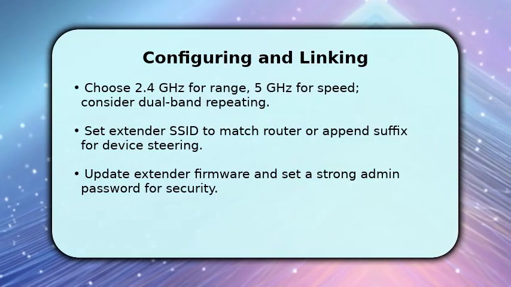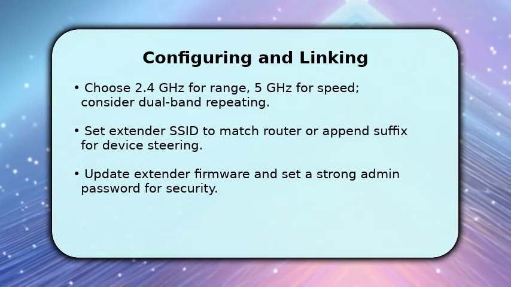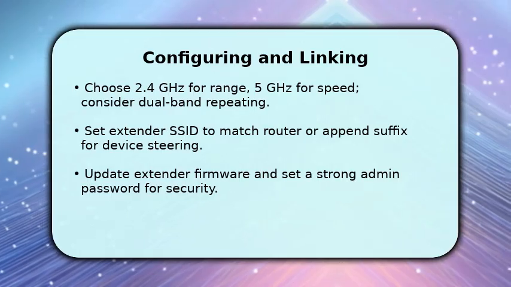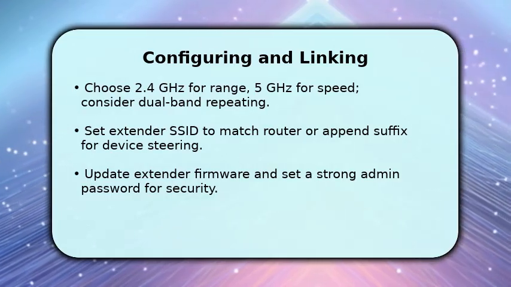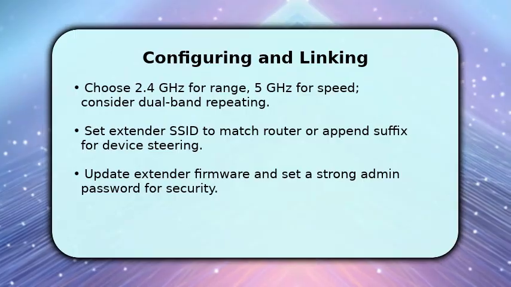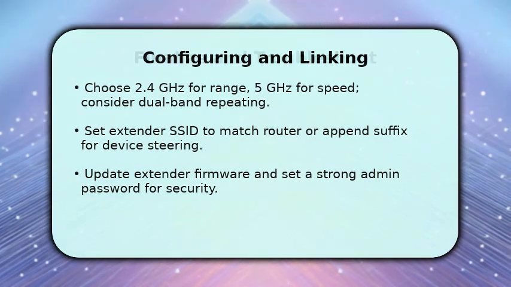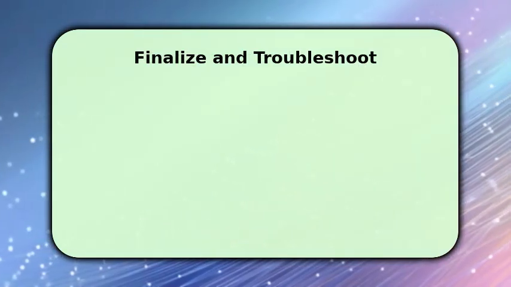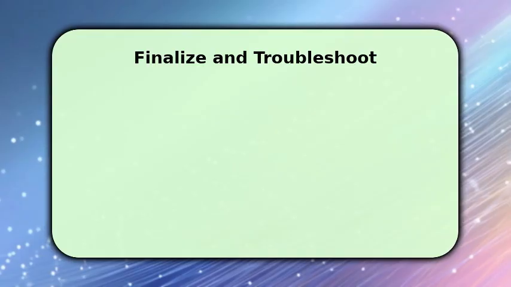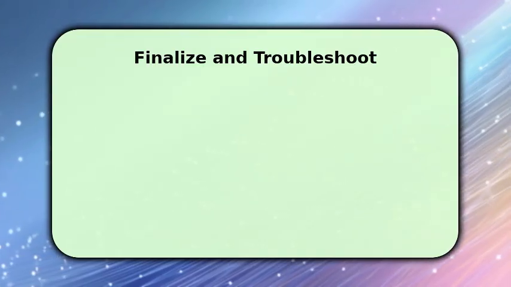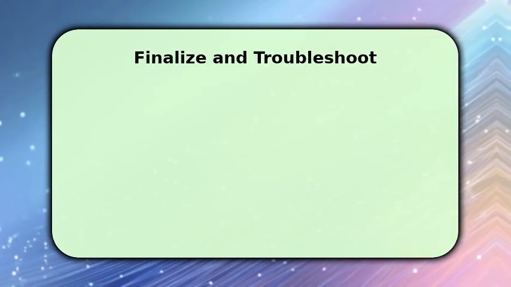Configure SSID naming. Either mirror the router to allow seamless roaming or use a distinct name if you need manual control. Then update firmware and change admin credentials to prevent unauthorized access. Finish by testing real-world speed where coverage was poor. If you see less than half the router's throughput, move the extender closer to the router in small steps.